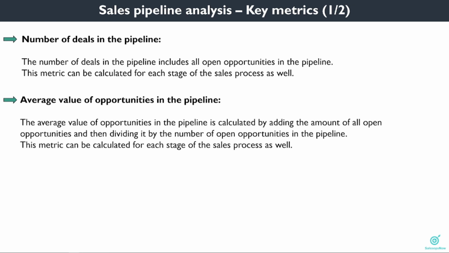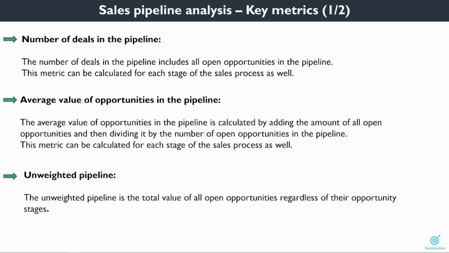Average value of opportunities in the pipeline. The average value of opportunities in the pipeline is calculated by adding the amount of all open opportunities and then dividing it by the number of open opportunities in the pipeline. Unweighted pipeline. The unweighted pipeline is the total value of all open opportunities, regardless of their opportunity stages.